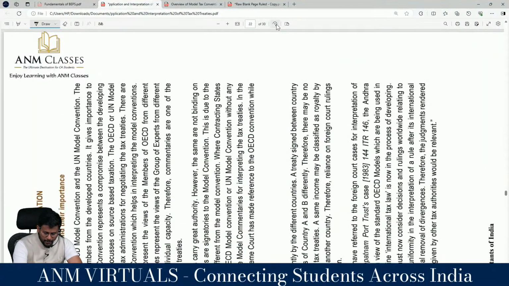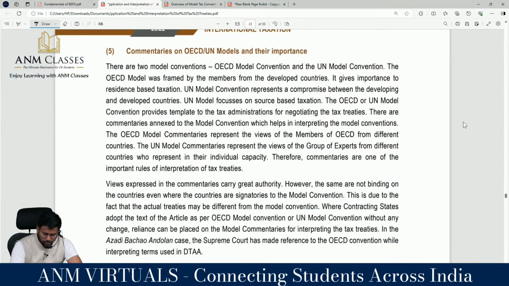I'm moving into the next one. Commentaries on OECD or UN models and their importance. Just like Ravi Shastri gives commentary, we have understood that for various DTAs, commentary would have been given.